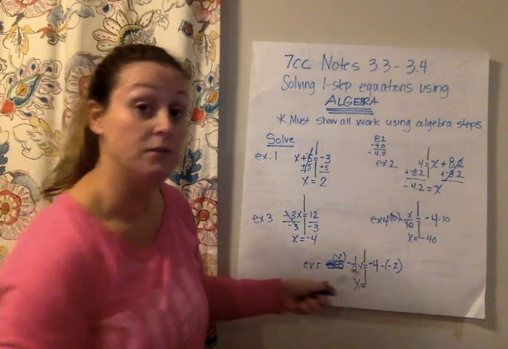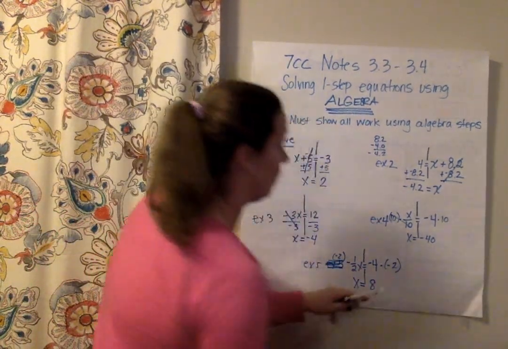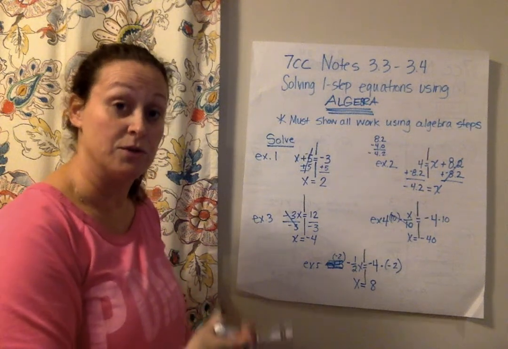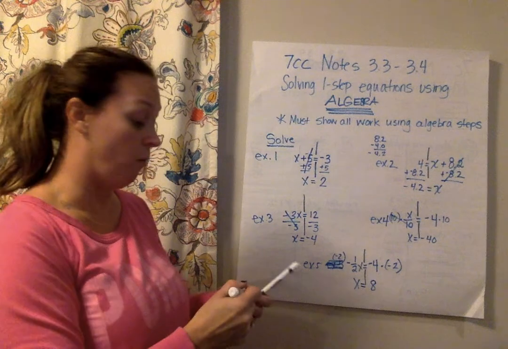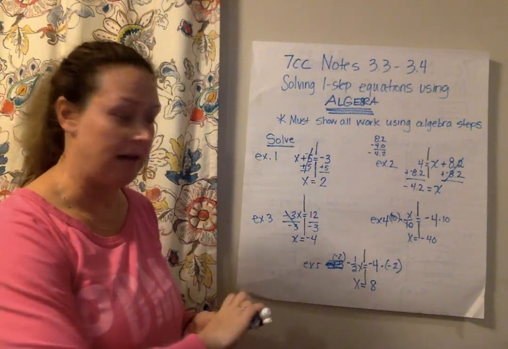Negative 4 times negative 2 is positive 8. So 8 ends up being the answer to the equation because negative 1/2 times 8 is negative 4. Let's go back and talk about that last example.